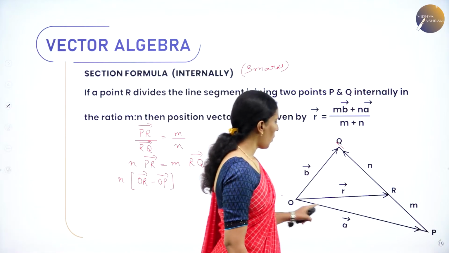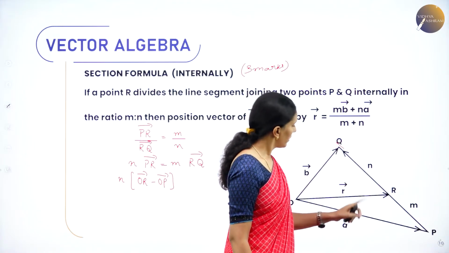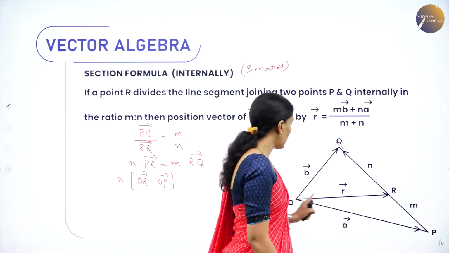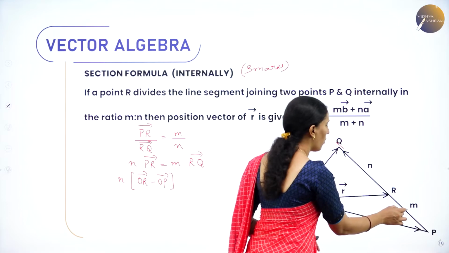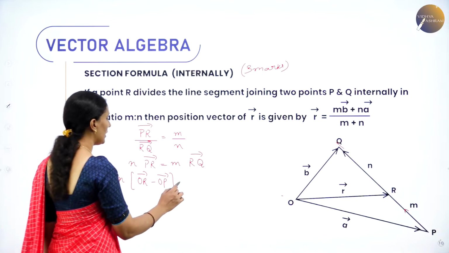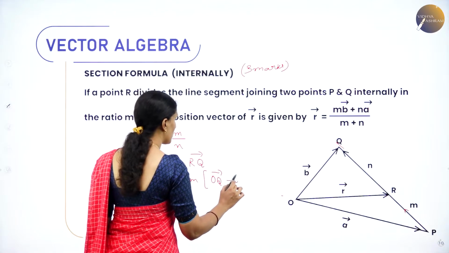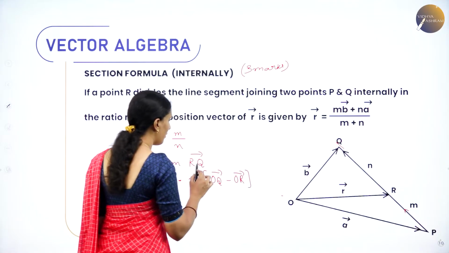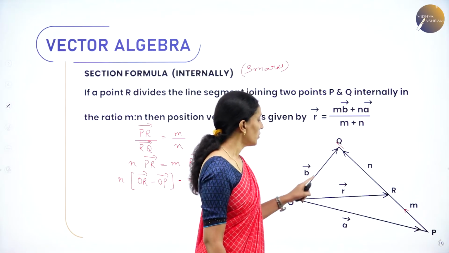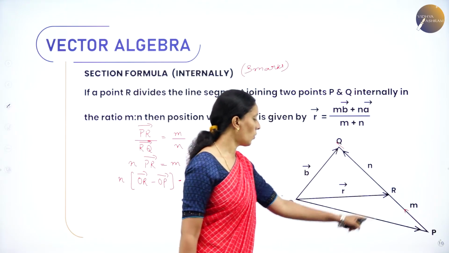This is again using the triangular law of addition. So see here, OP plus PQ is nothing but OQ. Therefore, similarly if you observe this triangle, OP plus PR is nothing but OR. So if you want PR, then it is always OR minus OP. Again here, M into vector OQ minus vector OR, again from the triangle ORQ. So using the triangular law of addition, if you want RQ, this is always OQ minus OR.